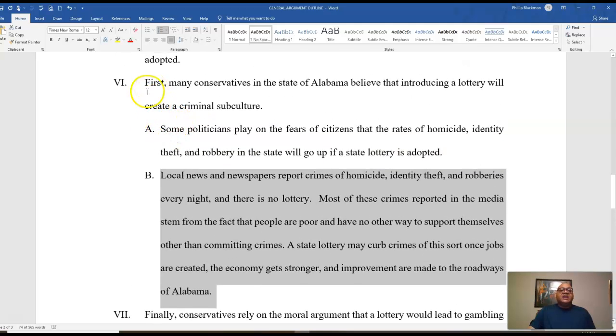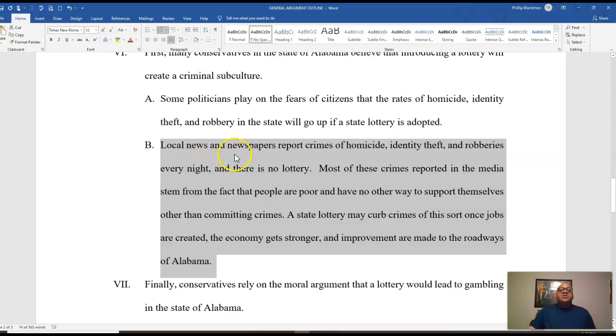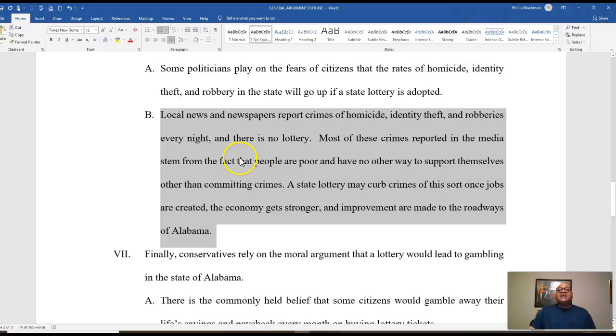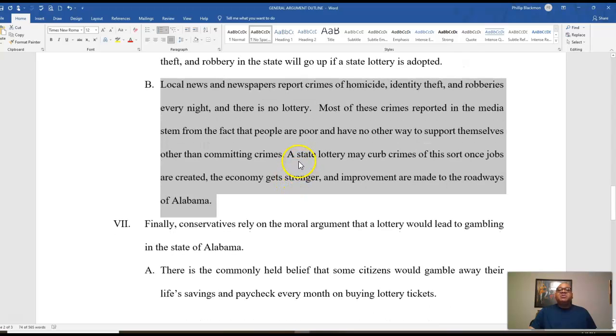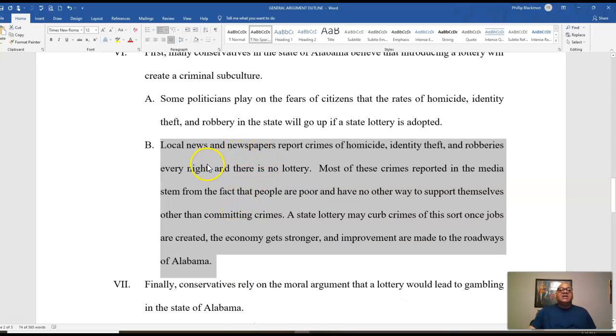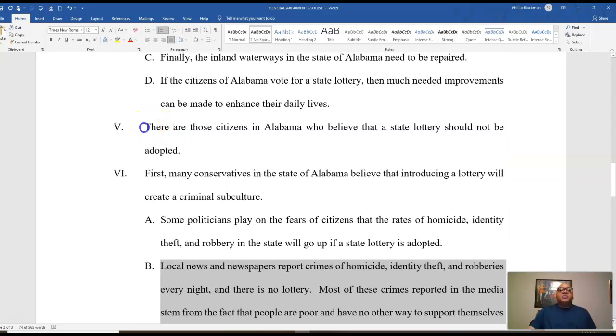Refute this. Local news and newspapers report crimes of homicide, identity theft, and robberies every night, and there is no lottery. Most of these crimes reported in the media stem from the fact that people are poor and have no other way to support themselves other than committing crimes. A state lottery may curb this once jobs are created, the economy gets stronger, and improvements are made to the roadways of Alabama. The end, right? You have the opposing view.